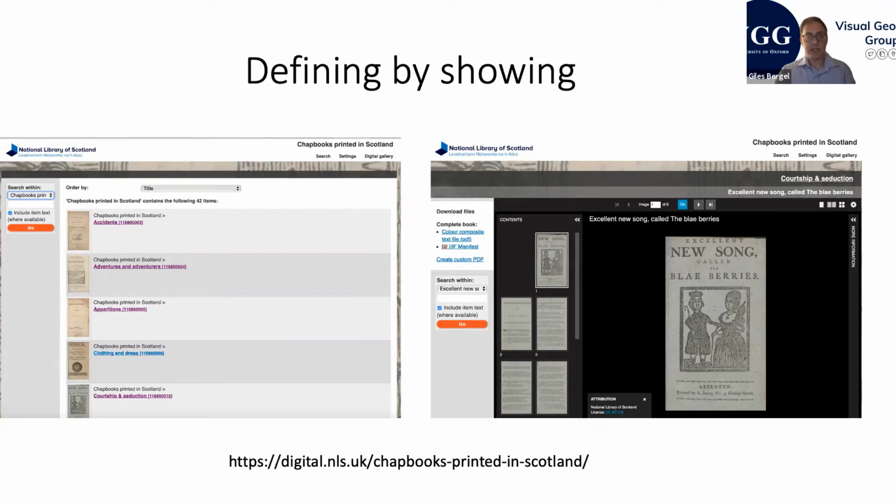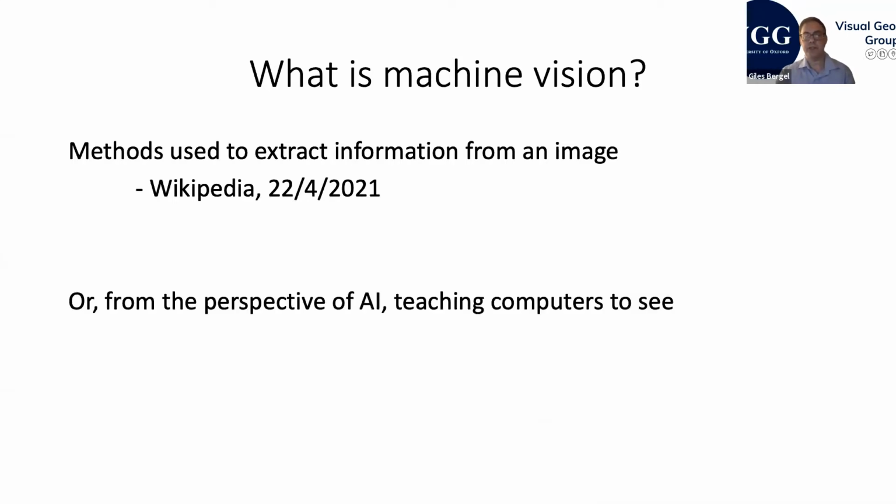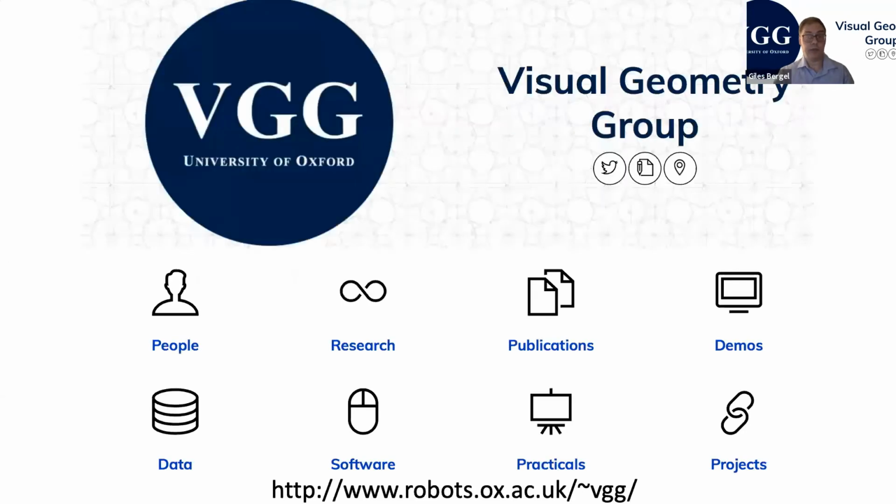And seeing what a chapbook is crucial to my method for this project, which is machine vision, defined by Wikipedia this morning as methods used to extract information from an image, which is a rather dry definition. From the perspective of AI, machine vision could be described as teaching computers to see. Extracting information is also, I think, a useful guide to this technology and sidesteps the question of what is AI, a very present debate, which machine vision is very much in the thick of.